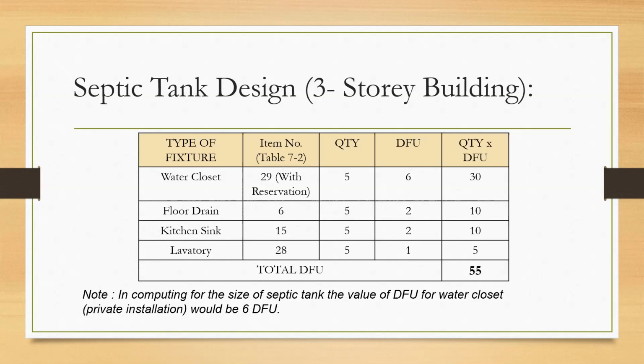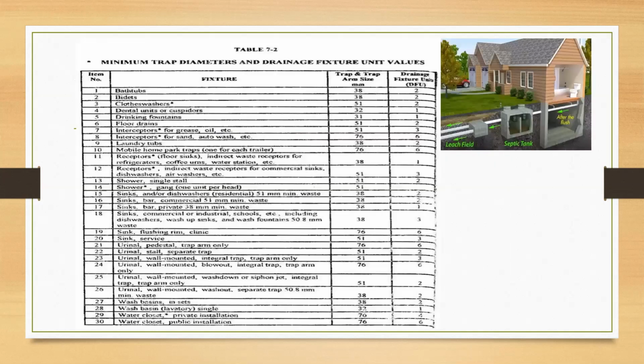Okay? So, for the water closet, second column, dun sa table 7-2, nasa item number 29 po yan. Ito po ay private installation. Kasi dalawa po yun nandun eh. Meron tayong public at meron tayong private. Now, for private installation, pagka binalik niyo po yung sa slide kanina, no? So, sa private, ito po yun. Private installation, meron tayong DFU na 4. And for public installation, meron po tayong 6. Pero ang ginamit po natin dito, ang building po natin is sa private. So, dapat 4 siya base sa table.